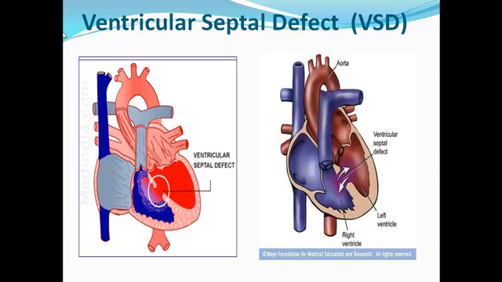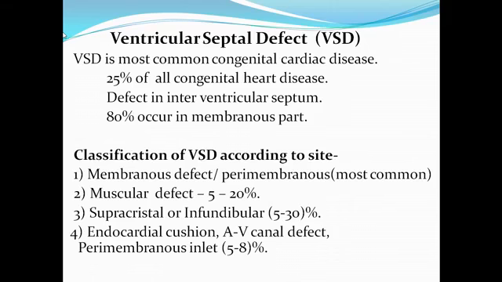You know that congenital heart disease is most common in children other than acquired heart disease. Among the congenital heart diseases, VSD is the most common, which covers 25% of all congenital heart disease. What is VSD? VSD means a defect in the interventricular septum. 80% occur in the membranous part. You know that the interventricular septum has a membranous part and a muscular part.